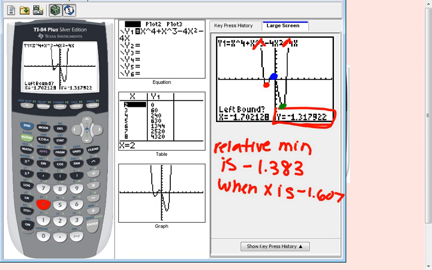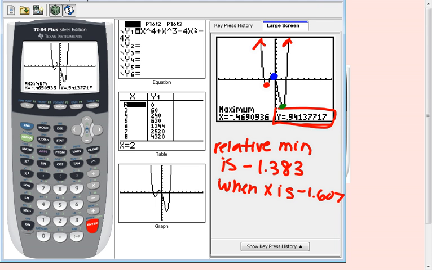Okay, I'm looking at the blue dot right now. I'm finding the max. Again, my calculator screen is telling me left bound, so I'm going to put my cursor a little bit left of that blue dot, hit enter. A little bit right of that blue dot, hit enter. And right on that blue dot, and hit enter. Okay, so if I'm looking at the blue dot, I would tell you that the relative max would be 0.941377 when x is negative 0.469.